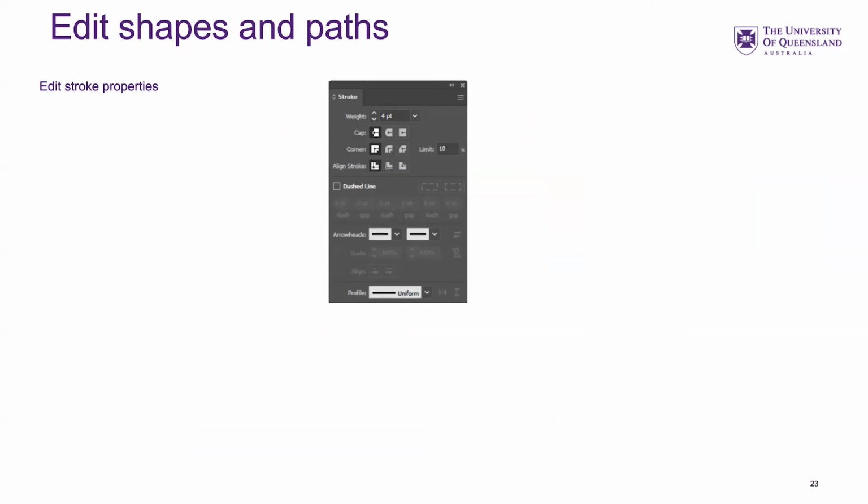All right, you can edit your shapes and paths. So if you're editing stroke properties, you can modify the endpoints of the stroke. Does it have square ends, round ends? What do the corners look like? You can add dashes to the stroke. You can add arrowheads. These are all pretty straightforward, but this is under the stroke panel.